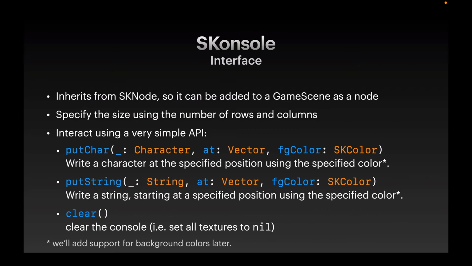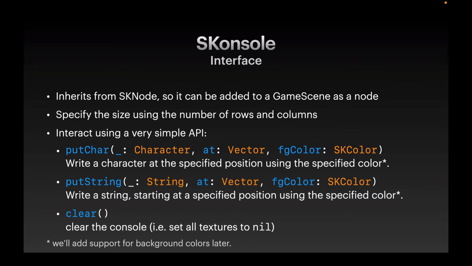And so our console will be a simple SpriteKit node, and that way we can add it to the game scene as a node. We'll specify the size only using numbers of rows and columns. So when we interact with it, we'll just be talking about coordinates in an integer space: which row, which column. And we'll interact using a very simple API to start. We'll put characters, we'll put strings, and we have a way of clearing the screen.